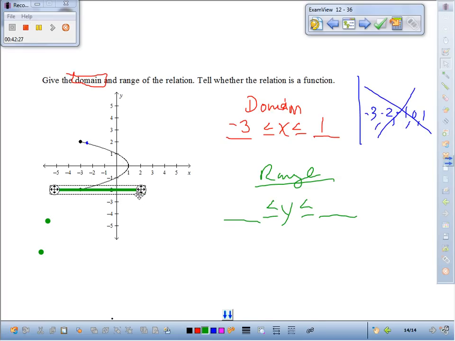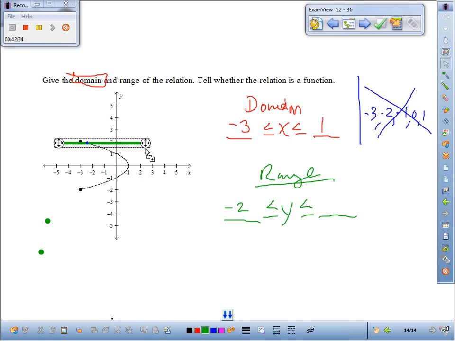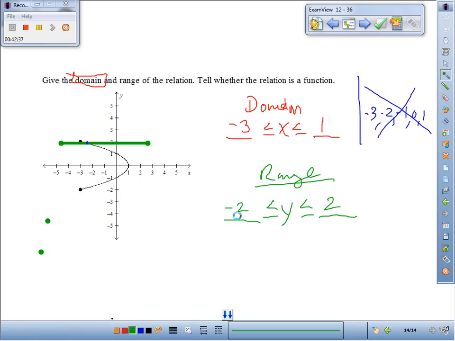And what number of the variable? -2. And we scan all the way through, and it ends at what? 2. So my range is from -2 to 2. Are we there? All right. So we're done with part 1.